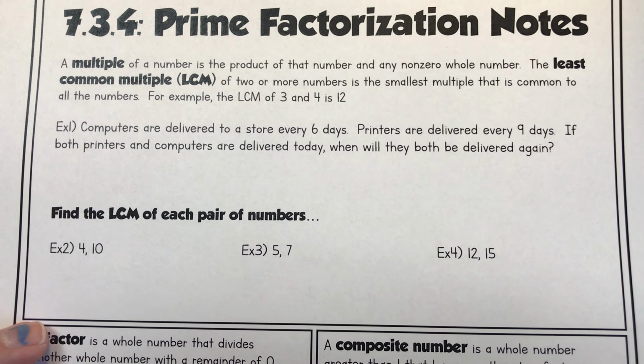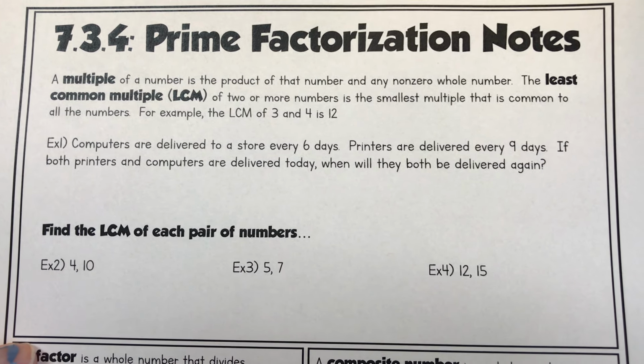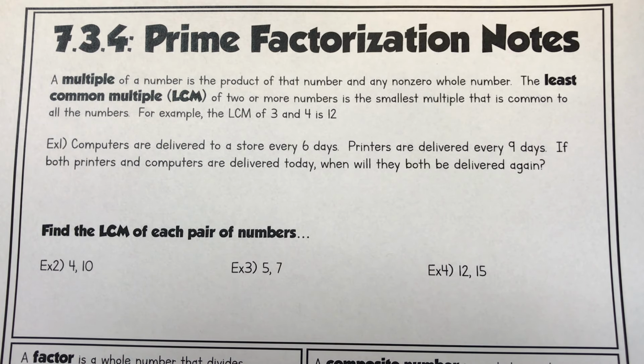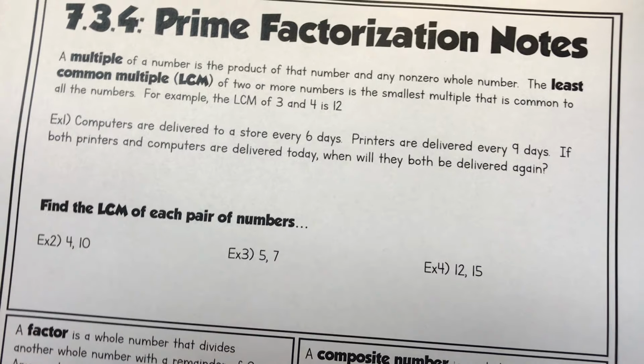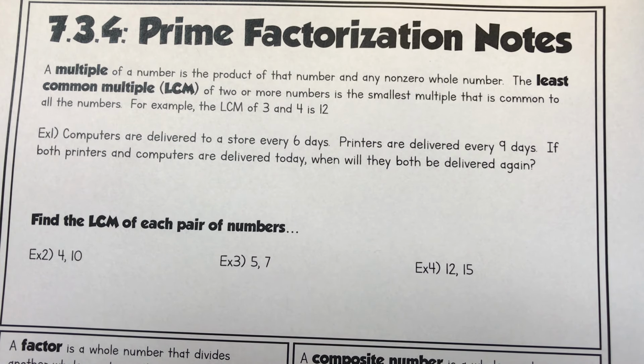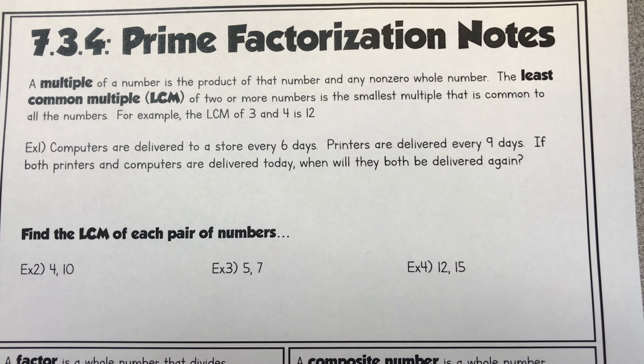Okay, prime factorization. The first thing that is important that you understand in prime factorization are the differences in some vocabulary words. The first one is multiple. A multiple of a number is the product of that number and any non-zero whole number. The least common multiple of two or more numbers is the smallest multiple that is common to all the numbers. So multiples are your times tables.